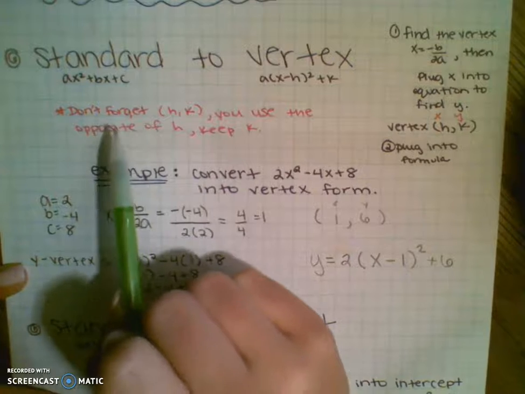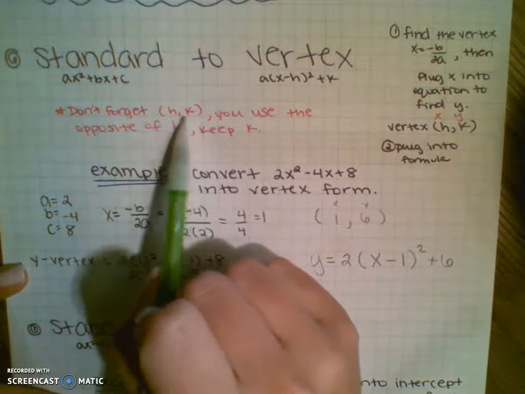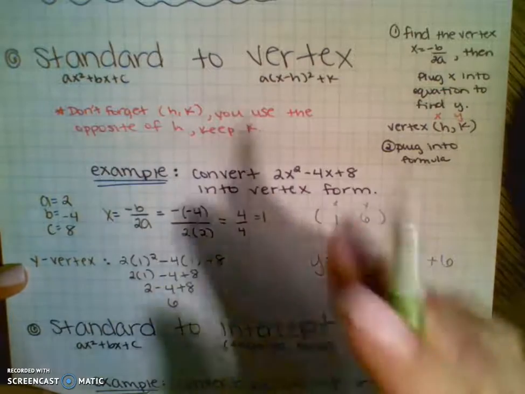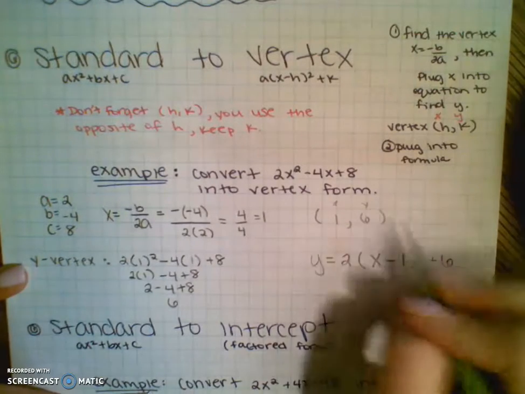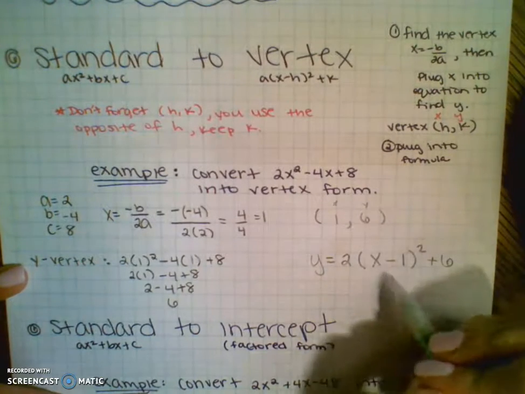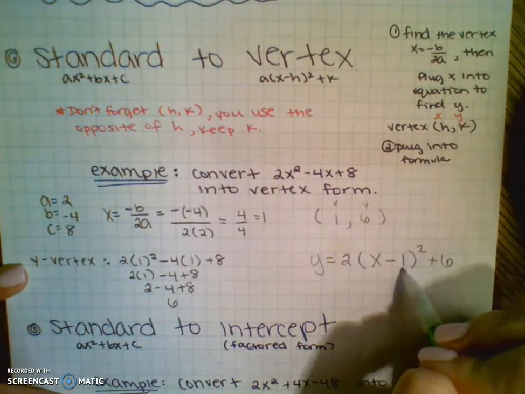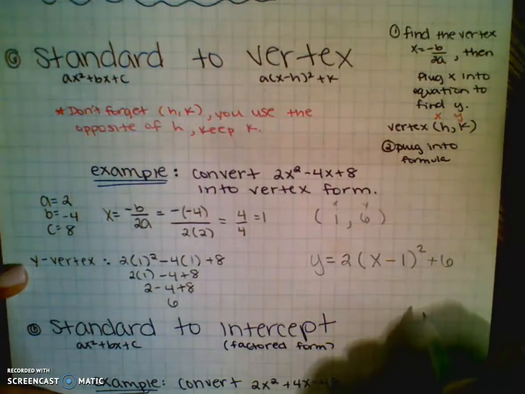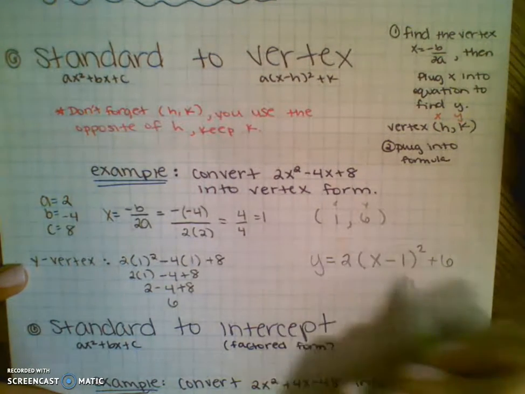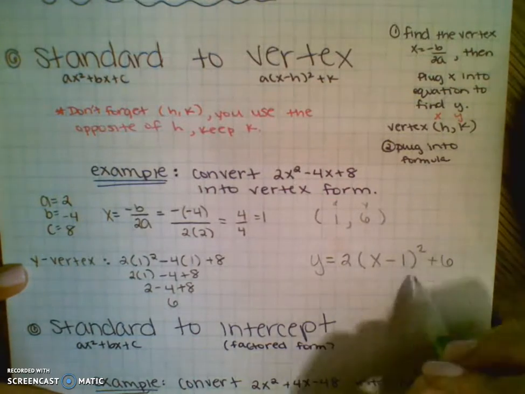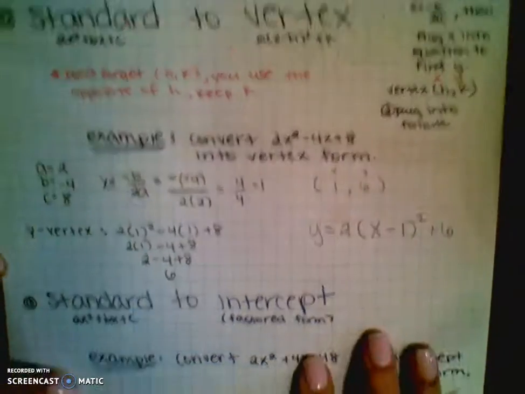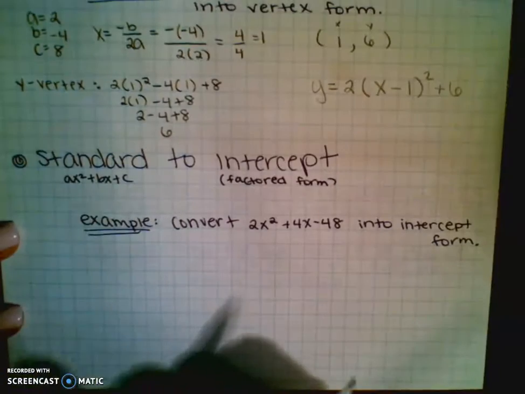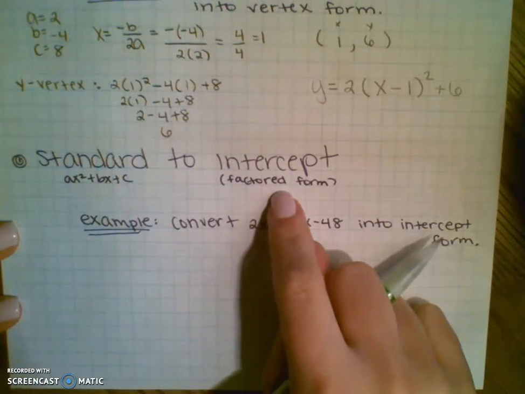That's what I mean by up here. Don't forget H, K, that's your vertex. You use the opposite of H, keep K. So if I was going to go from here to here, I'd say, okay, my vertex is the opposite of -1, which is +1, keep 6. So don't forget, it's opposite, keep. Doesn't matter which way you go, it's always opposite, keep. Okay, then if you go standard to intercept, that just means you're going to factor.